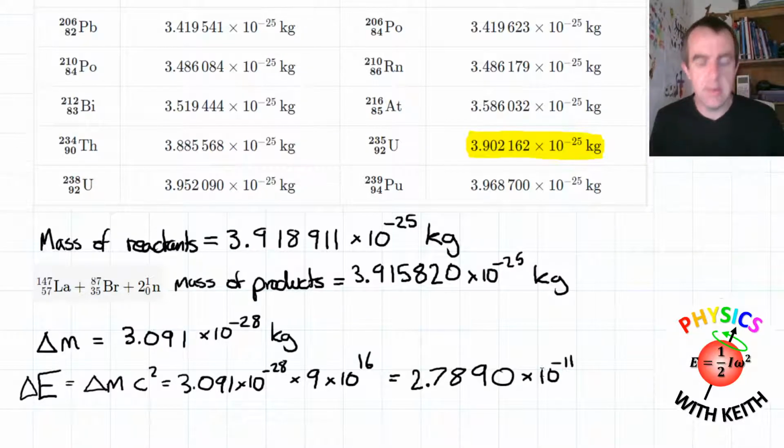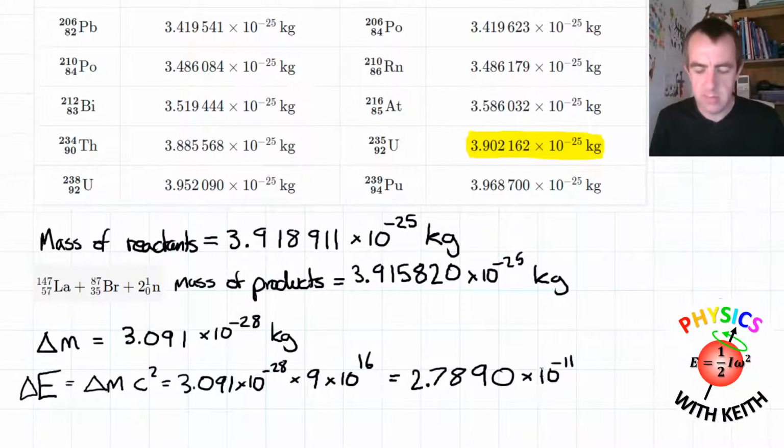So let's get my calculator. 3.918911 E25 minus 3.915820 E25. Take the difference. So there's my difference in mass, which is different to what I had last time, so I'm not sure what's happened there.